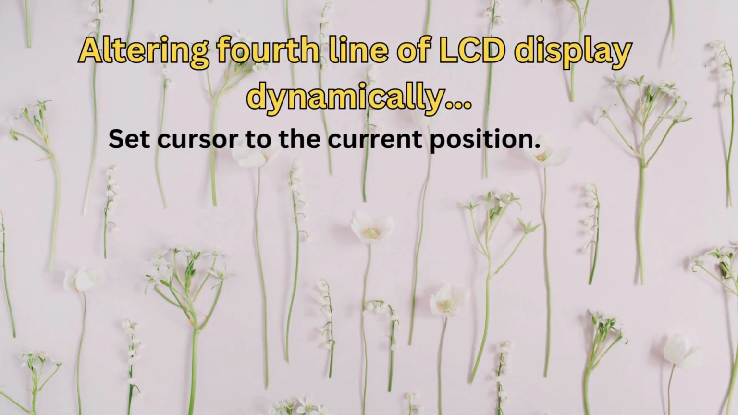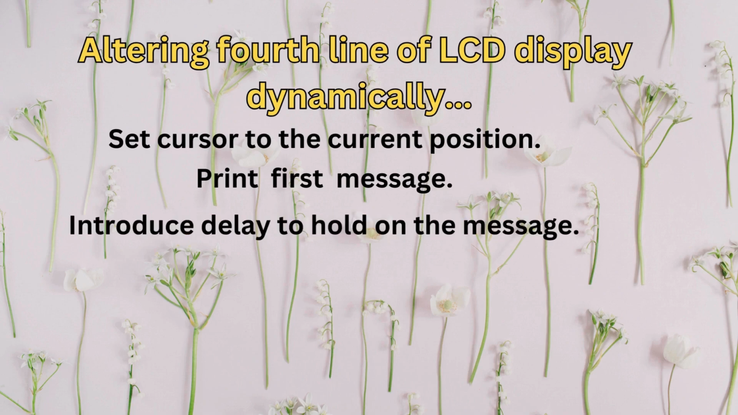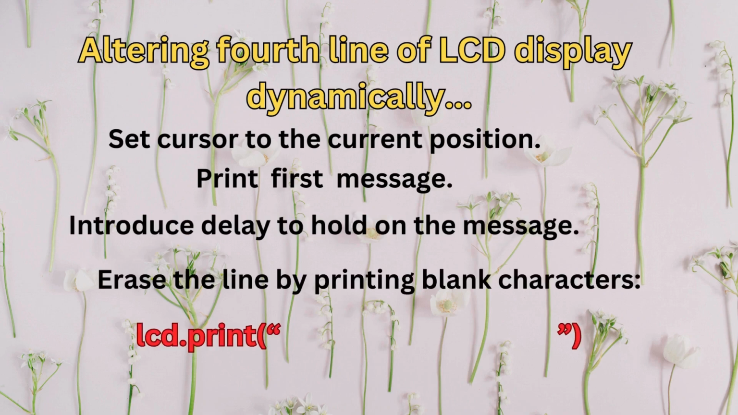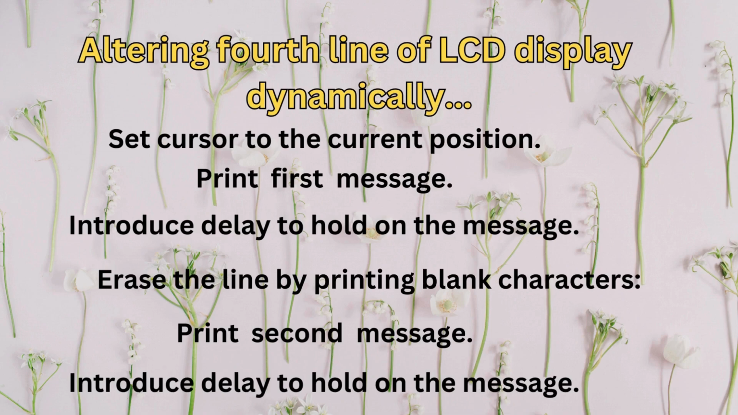Now, the fourth line of display is going to be changed dynamically. The technique of creating a dynamic display is that the old line is flushed out by writing a blank line in the same position first. Then the new line is written there.